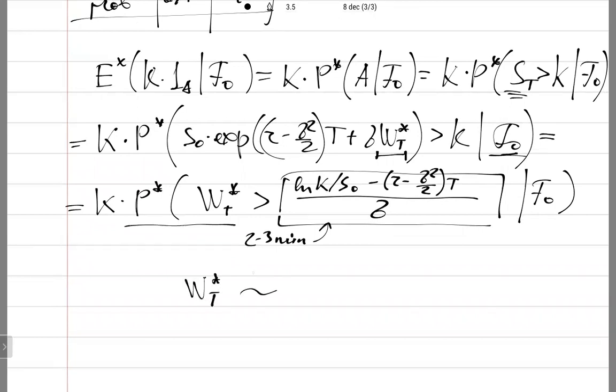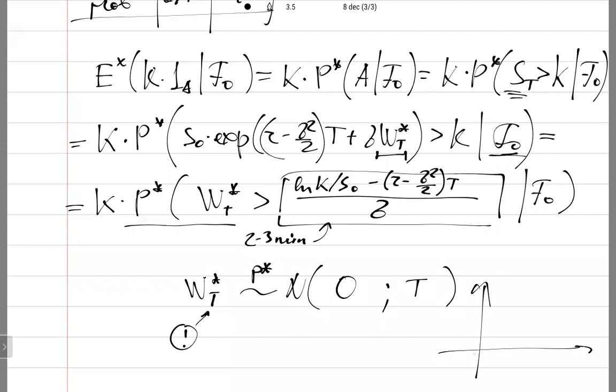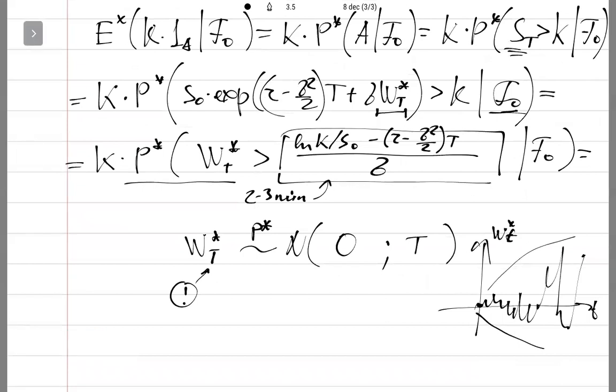W_T star under the probability measure P star has which distribution? Normal. Which mean, which variance? Zero, and the variance is not one but T, because we have T there. W is a Wiener process, so the variance grows, because you have bigger borders. So we additionally divide by the square root of T, and then we get a really normal distribution with mean zero and variance one.